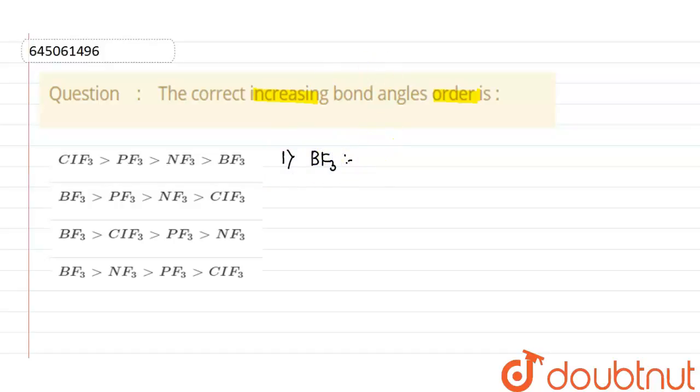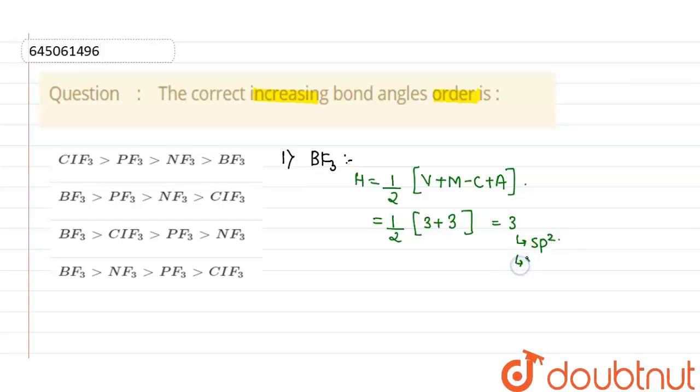So if we consider BF3, first we'll be finding out the hybridization of this molecule. So it will be half of V, that is the number of valence electrons in the central atom, plus M, the number of monovalent atoms, minus C, cationic charge, plus A, anionic charge. So if we calculate the hybridization of this, then it will be half of 3, as the number of valence electrons in the central atom is 3, plus 3, that is 3 fluorine atoms are present, monovalent atoms, so it will be equal to 3. So when the value comes out to be 3, it is sp2 hybridization, and it is trigonal planar. And the bond angle here is 120 degrees.